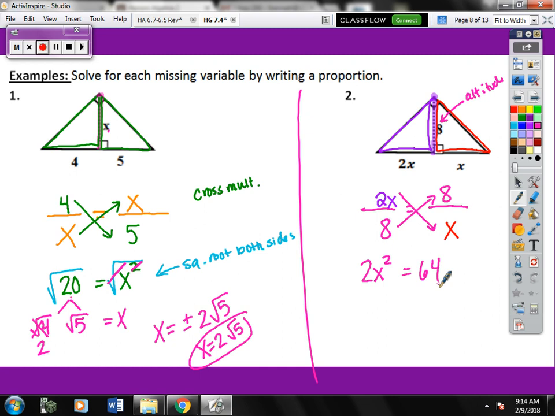Now be careful, you cannot square root first. You have to isolate the x squared before you square root. Otherwise, you're then going to have to divide and rationalize. You don't want to have to do that. So the first thing you would do is undo multiplication with division to get x squared equals 32. Then you can square root.